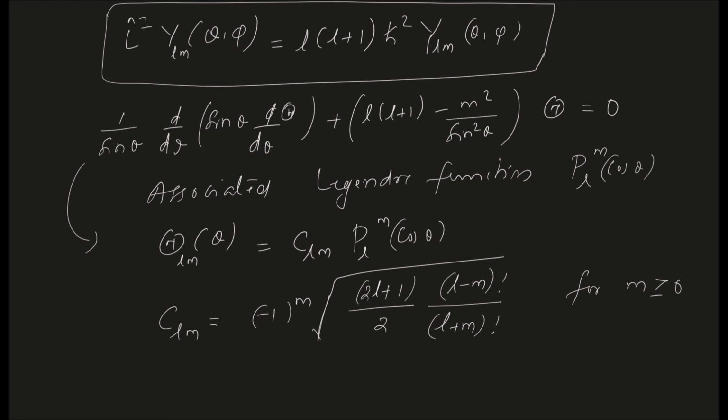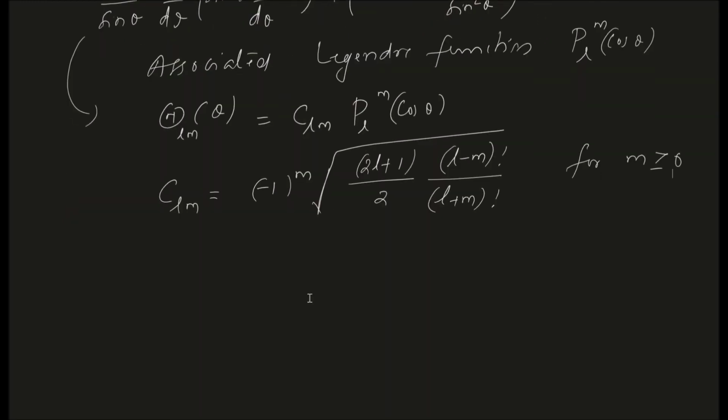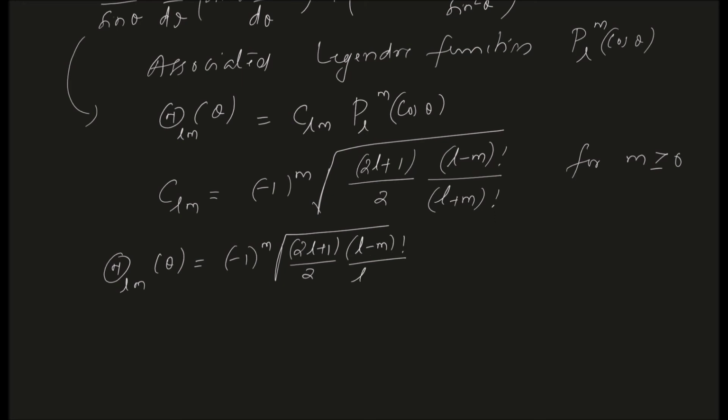So if you substitute this back into this expression for Theta_Lm, we can write the solution for the orbital angular momentum, capital Theta_Lm of small theta, is equal to minus 1 all raised to m, square root of (2l plus 1) by 2, (l minus m) factorial by (l plus m) factorial, P_L^m(cos theta). So this is the solution to the theta part.